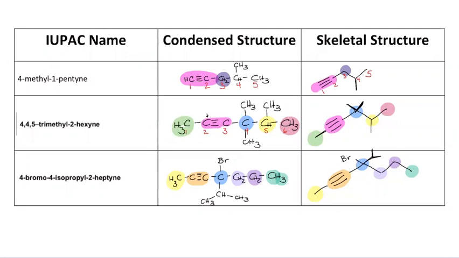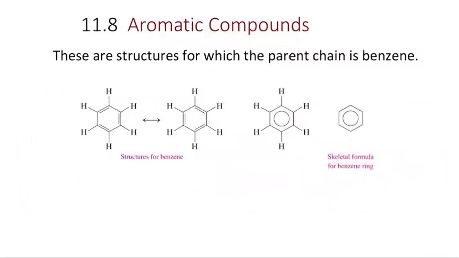Good morning, everybody. Yesterday in class, the last thing that we mentioned was how to go from name to condensed structure or skeletal structures for alkynes. So far in chapter 11, we have studied how to name alkanes, cycloalkanes, alkenes, cycloalkenes, and alkynes. In today's class, we are going to finish chapter 11 by now talking about the last member of the hydrocarbon family, which are aromatic compounds, okay?